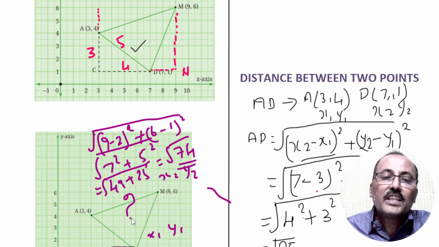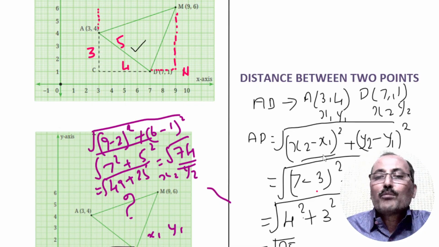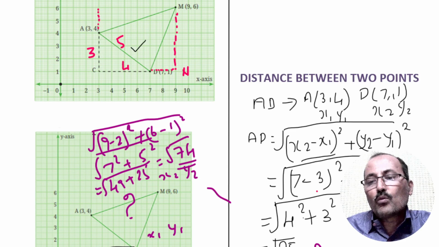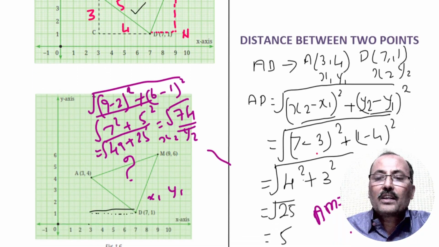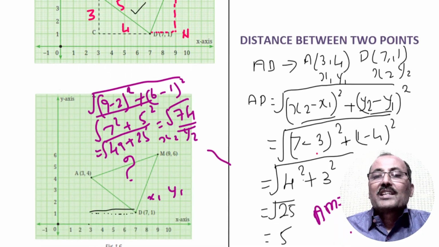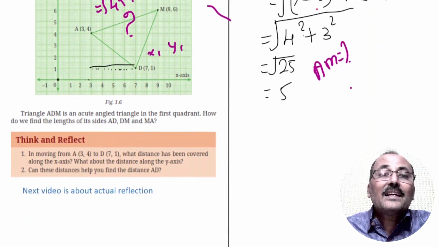Which two? These two, that is A and M. You find AM equal to what? Find it and write the answer below in the comment section. Okay, now let us go to think and reflect.